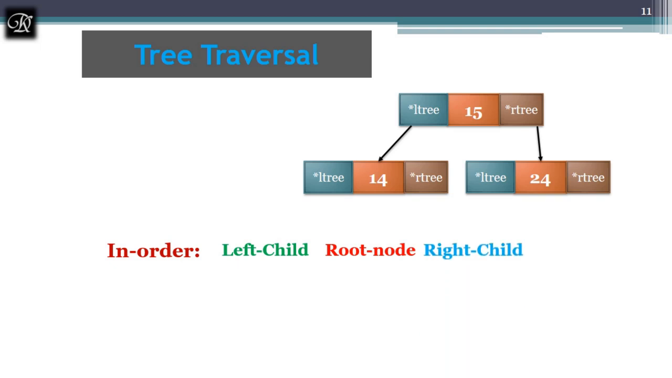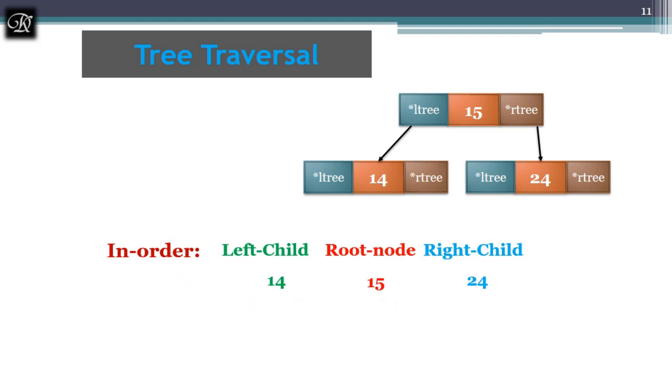So in this example, the left child is 14, and the root node is 15, and the right child is 24. So first I visited 14, 15 and 24. This is going to give you the values of the tree in increasing order. This is the beauty of in order traversal.